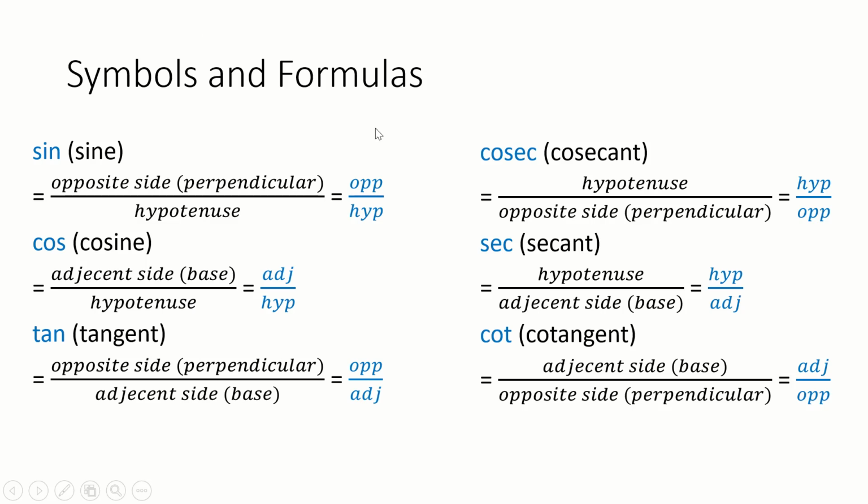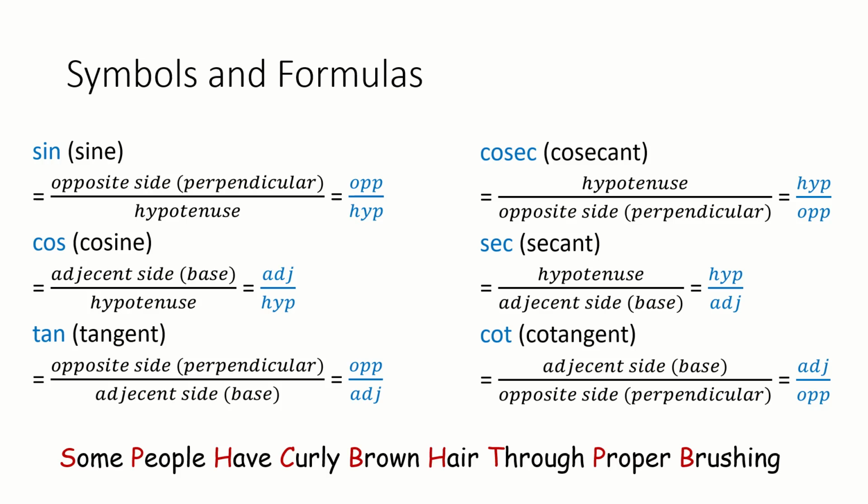Now to remember this, we have a mnemonic. What is the mnemonic? It is: some people have curly brown hair through proper brushing. So we divide this into 3 words: first 3, next 3, and the last 3.